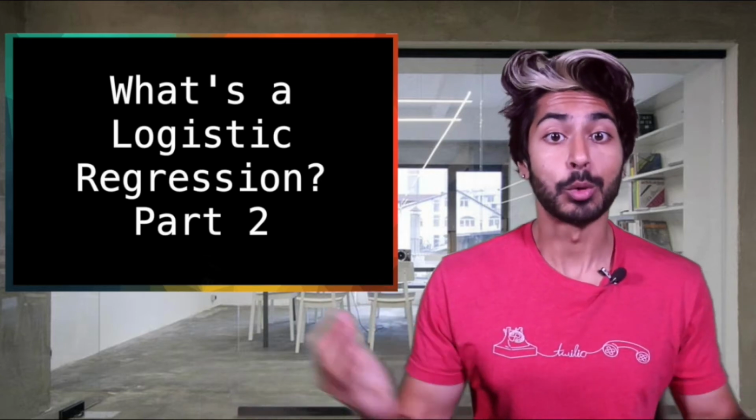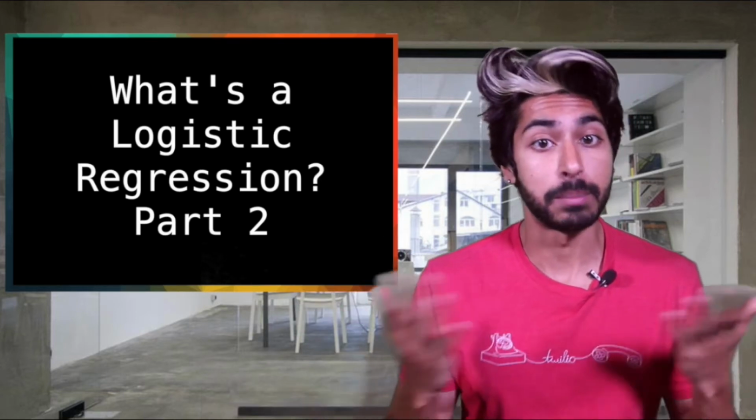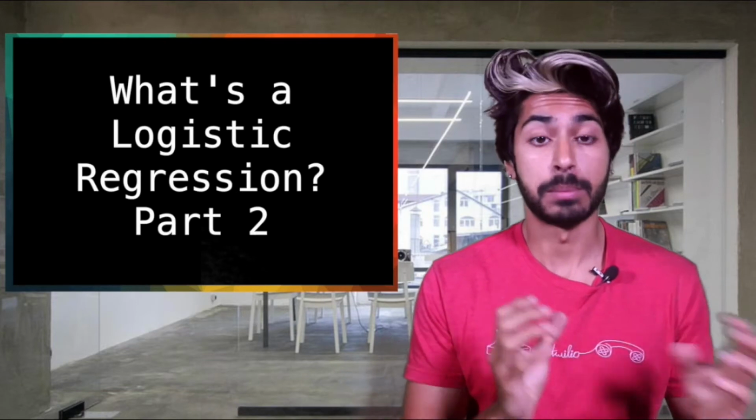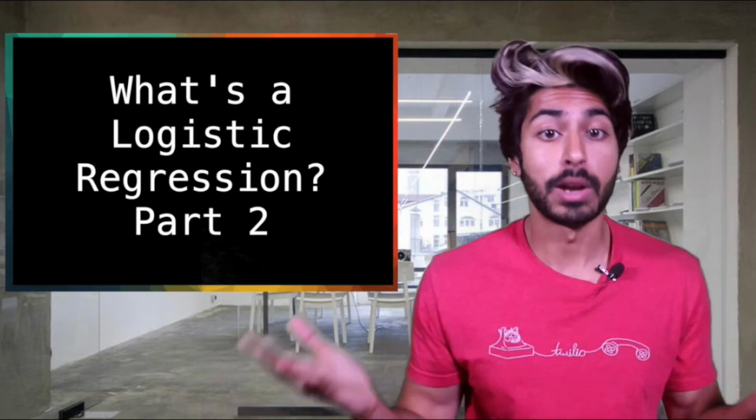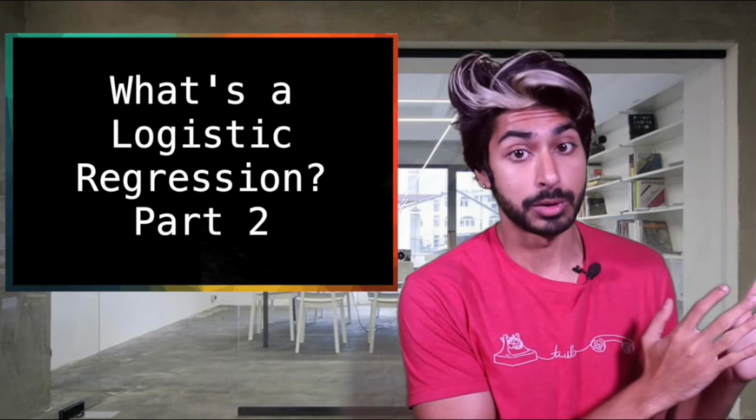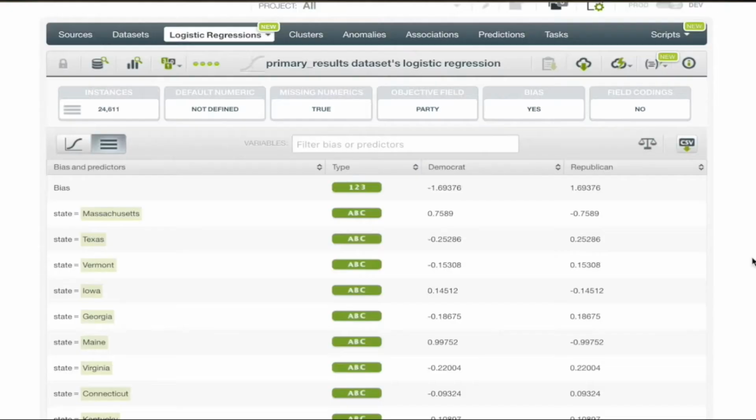In this continuing episode, we're going to be talking about logistic regression a bit more, specifically about configuration options and predictions. I'm going to assume you've already created a logistic regression on the US primary results dataset from the last video. Let's begin. The independent variables represent the fields in our dataset.